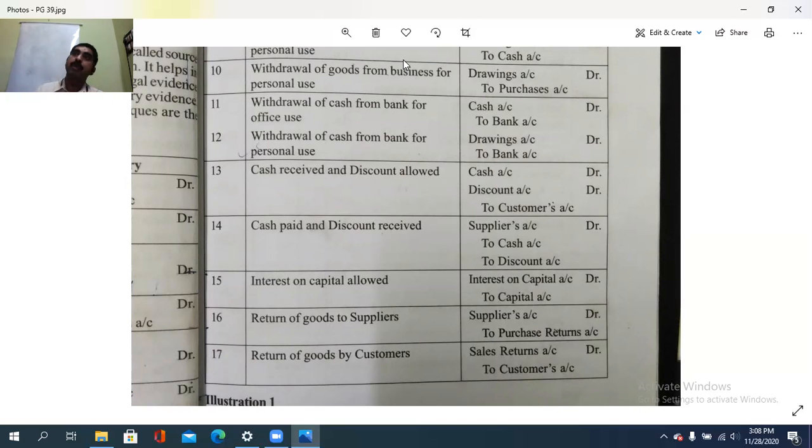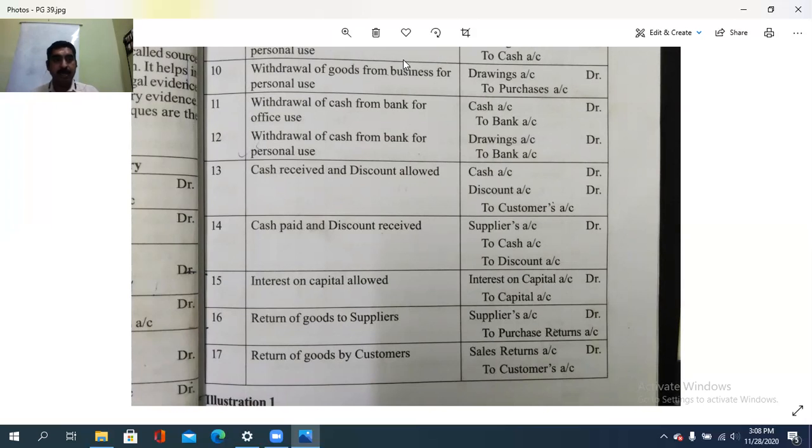And return of goods by customer. What is that? Sales returns account debtor to customer's account. So these are some of the entries with regard to that, and keep in mind what needs to be checked, the three things, that is the golden rules with regard to accounting.